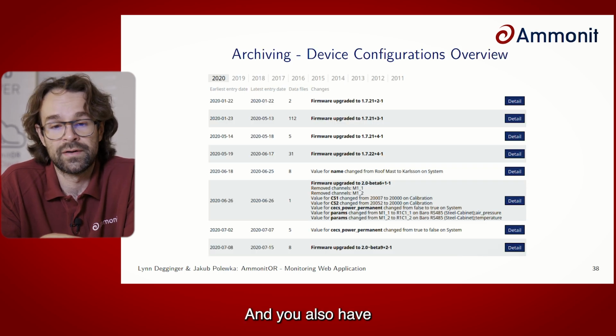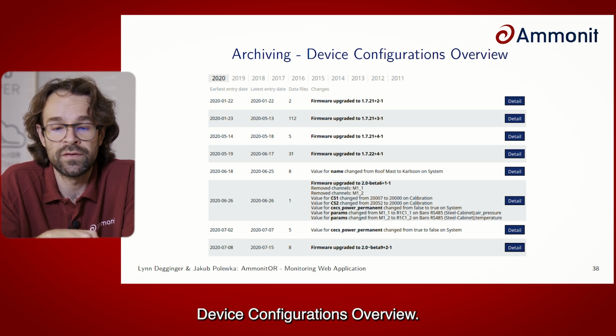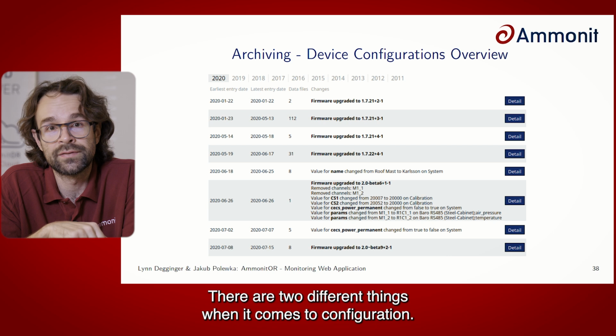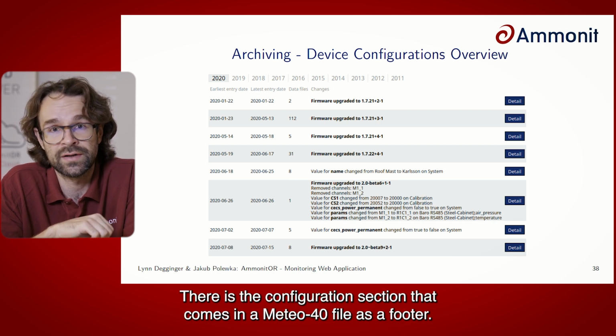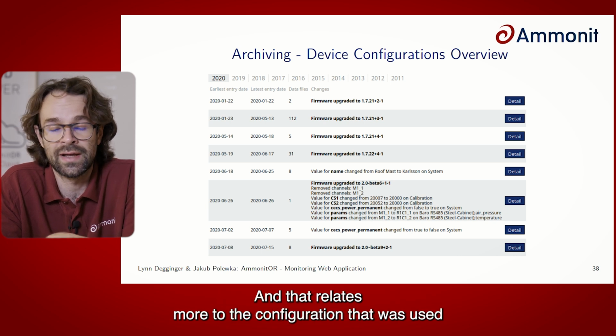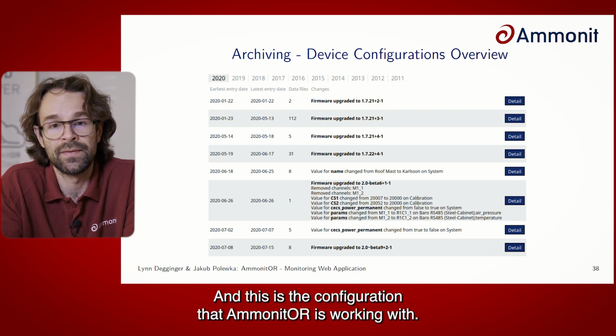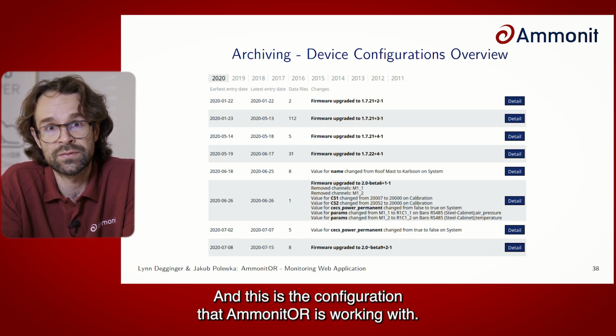And you also have another archiving feature which shows you the device configurations overview. So there are two different things when it comes to configuration. There is the configuration section that comes in a Media 40 file as a footer, and that relates more to the configuration that was used to generate this particular CSV file. And this is the configuration that AmmonitOR is working with.